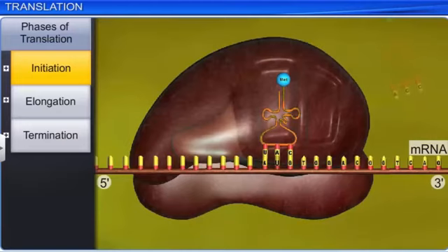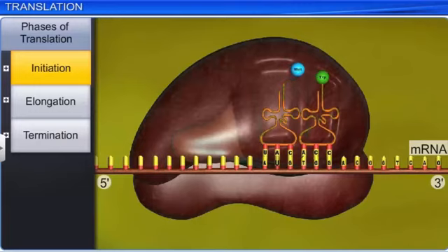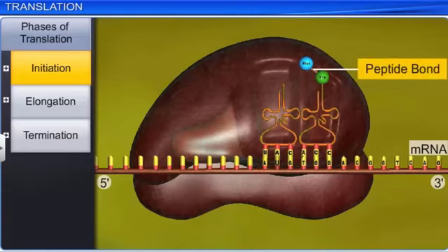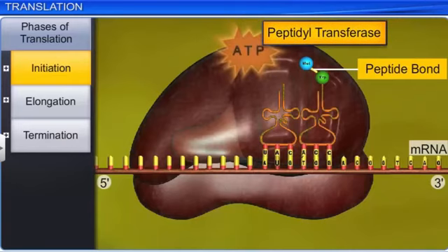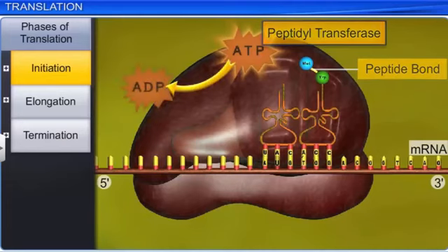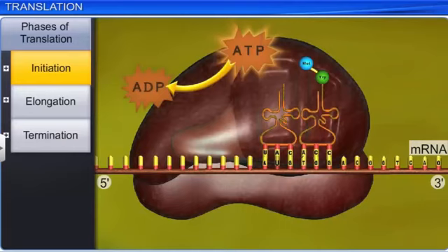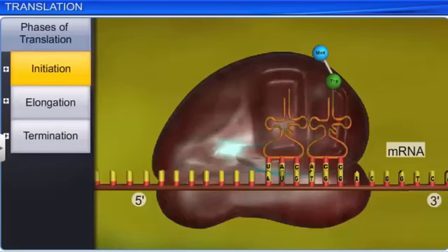Another aminoacyl tRNA now binds to the A site of the large ribosomal subunit, and the first peptide bond is formed between these amino acids. The peptide bond formation is catalyzed by the peptidyl transferase enzyme. The formation of this bond requires energy, which is obtained from ATP. Simultaneously, the first peptidyl tRNA gets removed, leaving the amino acid.